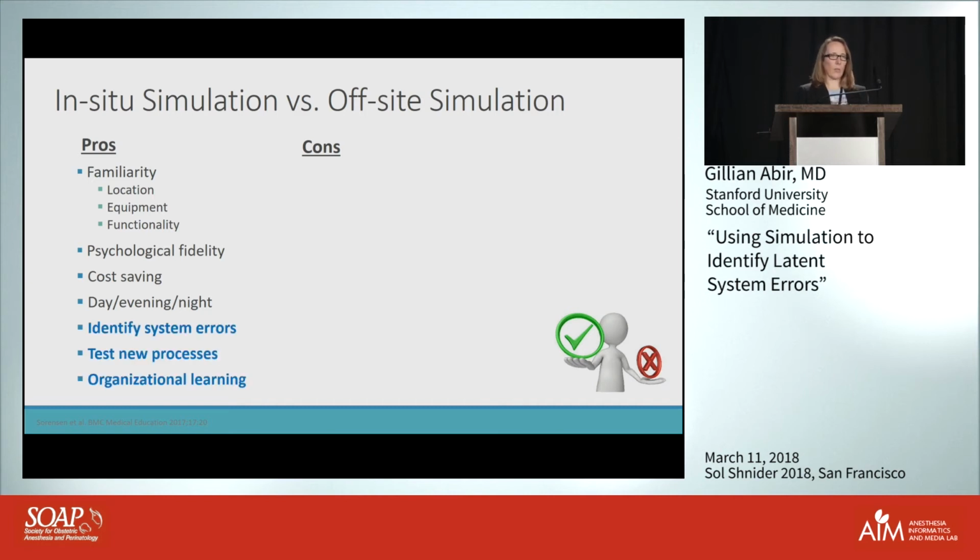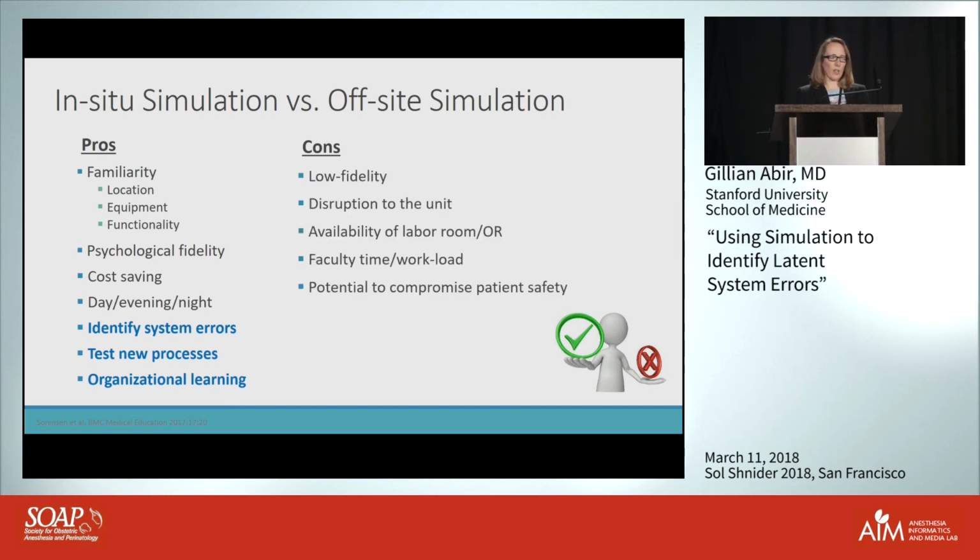And one of the key things that we do at Stanford is after every single simulation drill, we write down all the system errors, however major or minor they have been, on a bit of paper, and they're all collated. And every single system issue that's been established is dealt with, which I'll talk about in a few minutes. During the process of doing in situ drills, you can test new processes, which you can't always do in a simulation center. And we can learn new things about our organization, how things are set up.